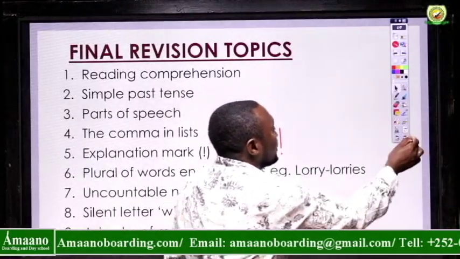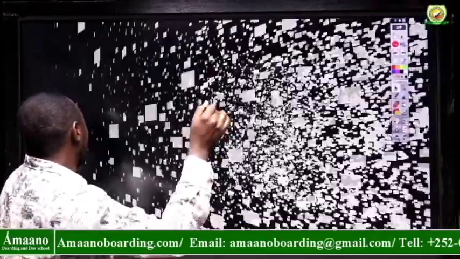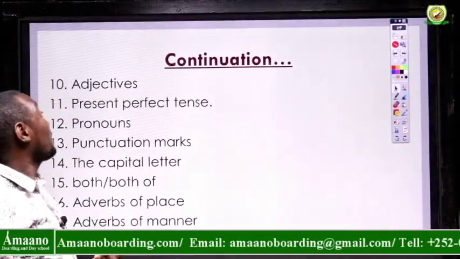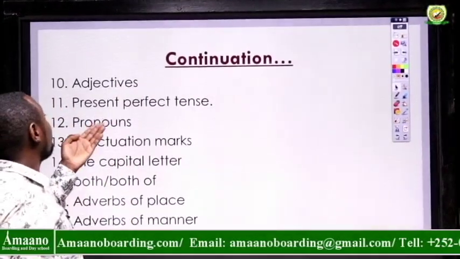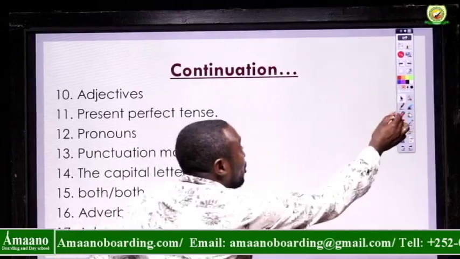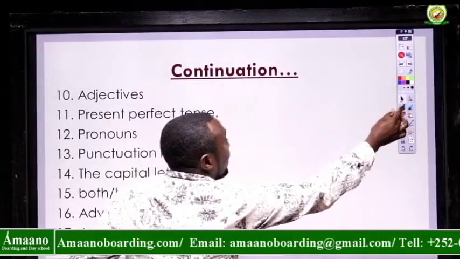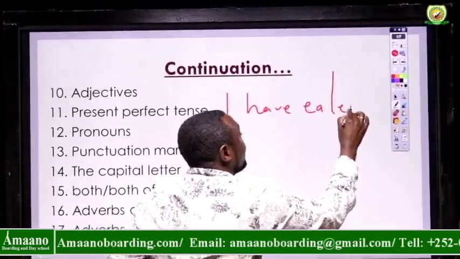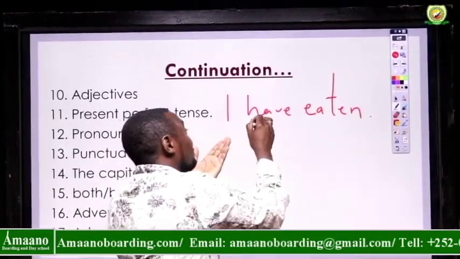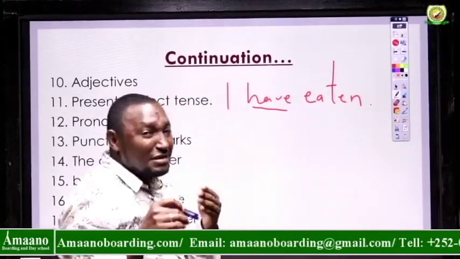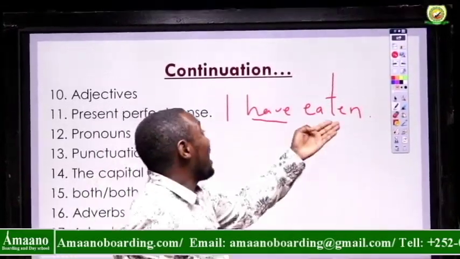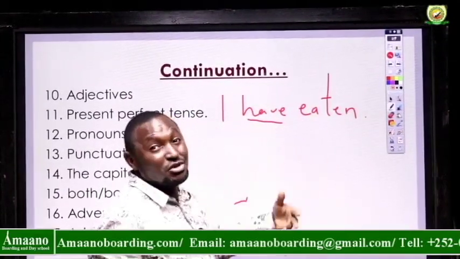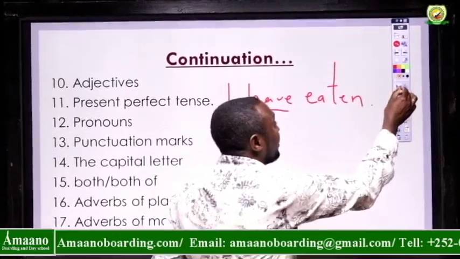So next, adjectives. These are words that are used to describe nouns. Present perfect tense, for example, I have eaten. So be very careful when you're writing present perfect tense. The helping verb should be in present form, and the main verb should be in past participle form, okay?